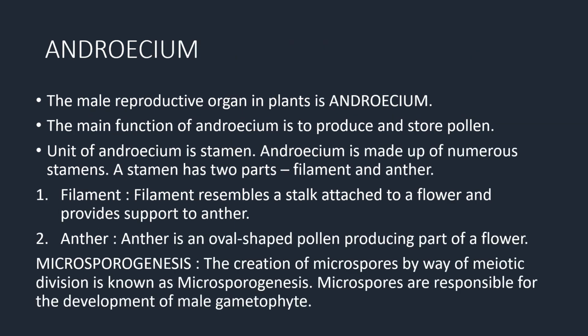What is androecium? The male reproductive organ in plants is androecium. The main function of androecium is to produce and store pollen. Unit of androecium is stamen. Androecium is made up of numerous stamens, and the stamen is further divided into two parts, which are filament and anther. Filament resembles a stalk attached to a flower and provides support to anther. Then what is anther? It is an oval-shaped pollen-producing part of a flower which situates on top of the filament.